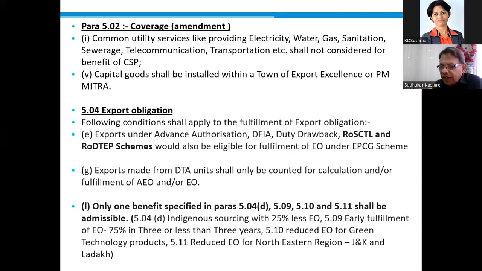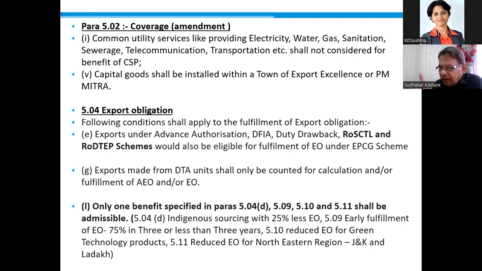Only one benefit can be claimed. There were three different benefits. Para 5.04D, indigenous sourcing with 25% less EO. You have obtained a license for import of machinery. Instead of importing, you are procuring it from a local manufacturer. Your export obligation will be reduced by 25%. That is one benefit under para 5.04.